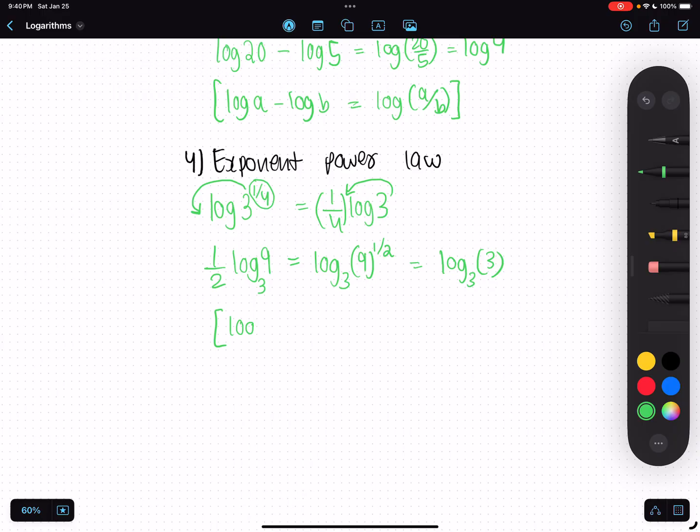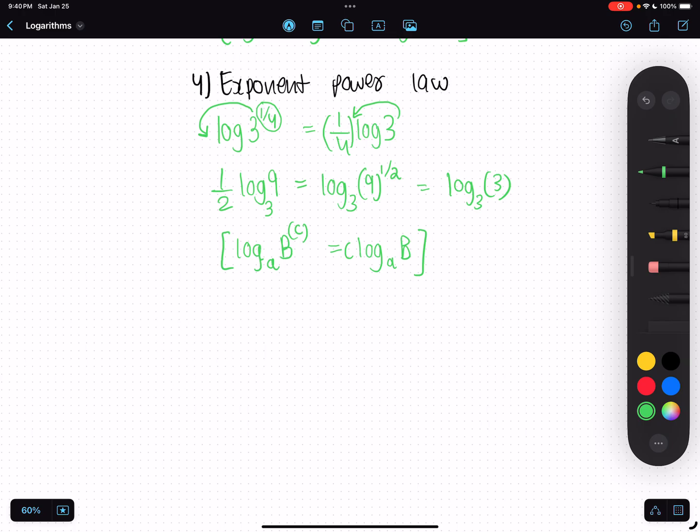Log a b to the power c, where c is an exponent, is equal to c log a b. Basically, that's what you have.